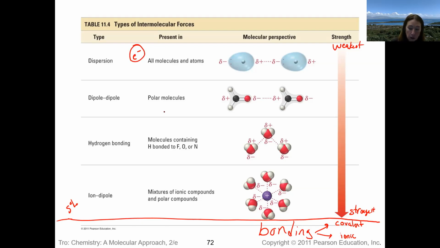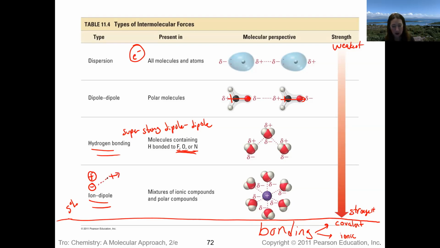Dipole-dipole, these are these polar molecules, right, that have these dipoles. Hydrogen bonding between F, O, and N, it's FON, and an H, right? These are just super strong dipole-dipoles. And then we have ion dipoles, and it's between either a cation or an anion and a dipole, right? Either one of those.